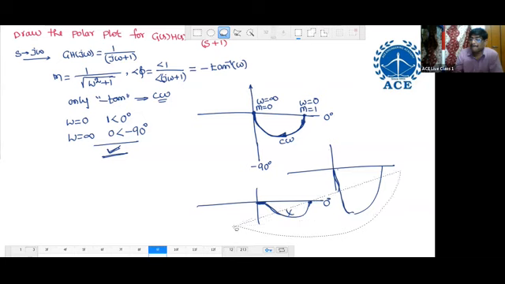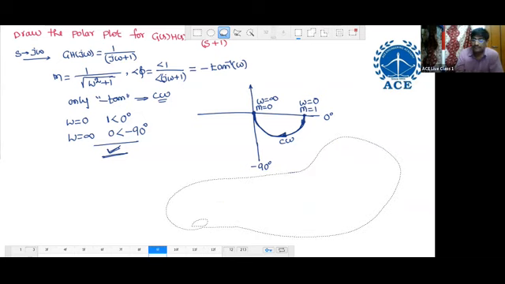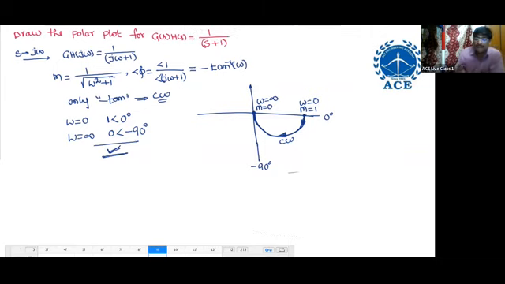Next problem. Second problem. Draw the polar plot. GH of S equal to 1 by (S plus 1)(S plus 2). Come on, do it.